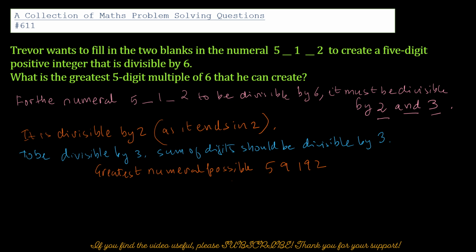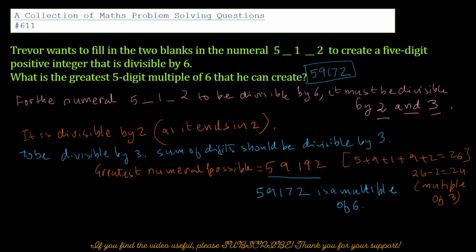But is it a multiple of 6? It is a multiple of 2. Is it a multiple of 3? So we add the digits, and if you add them, you get 26. So it's not divisible by 3. So therefore, to make it divisible by 3, we have to reduce it. We have to change the digits.